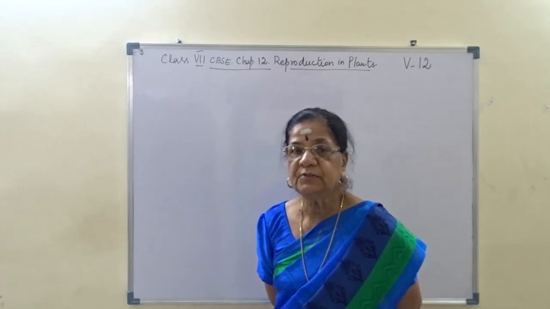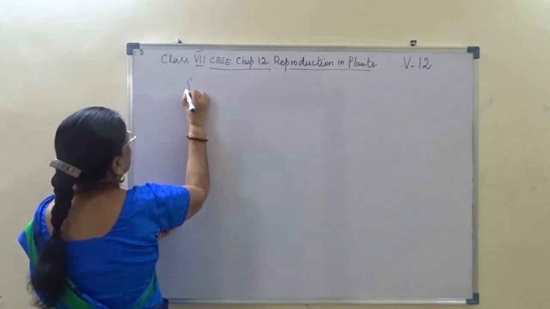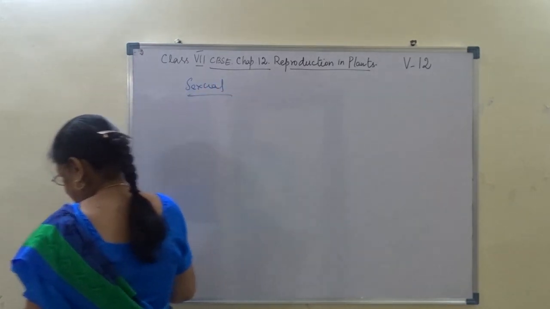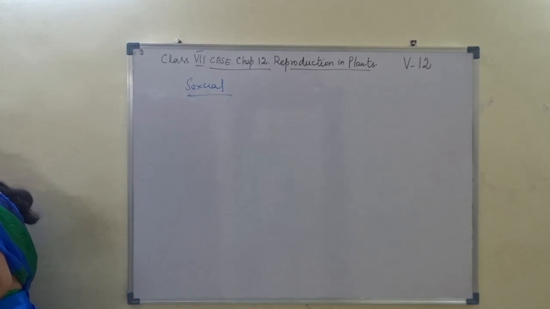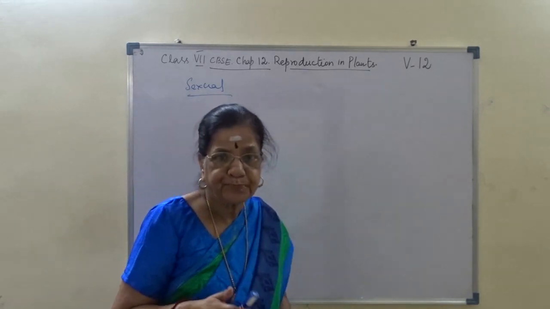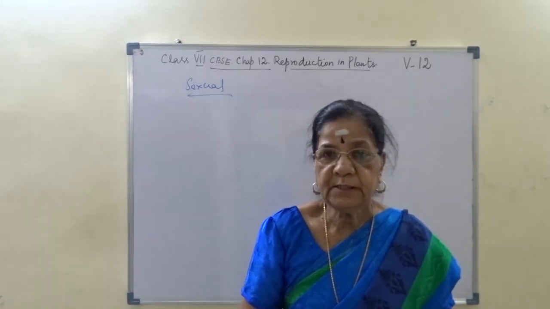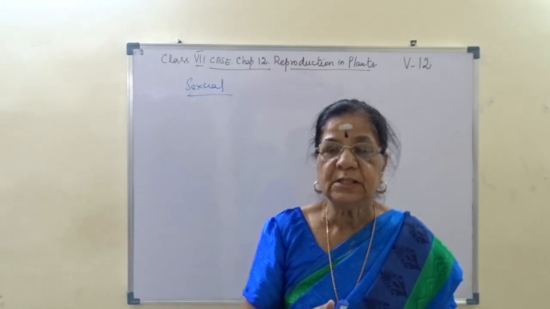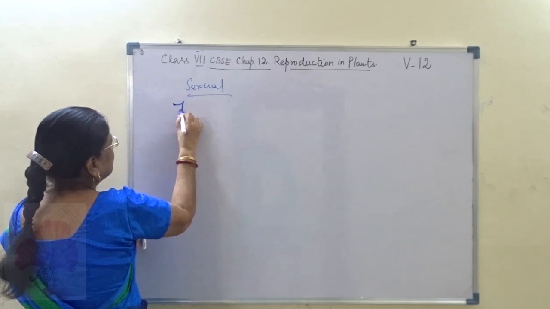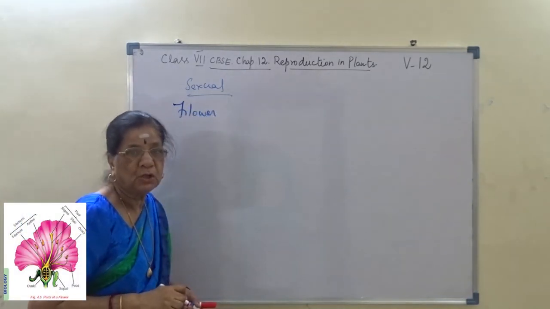Today we will learn about sexual reproduction. What do we know? Sexual reproduction is the involvement of gametes, formation of gametes as male and female. Now in plants, the sexual or reproductive organs are the flowers. We know that flowers are the reproductive organs.